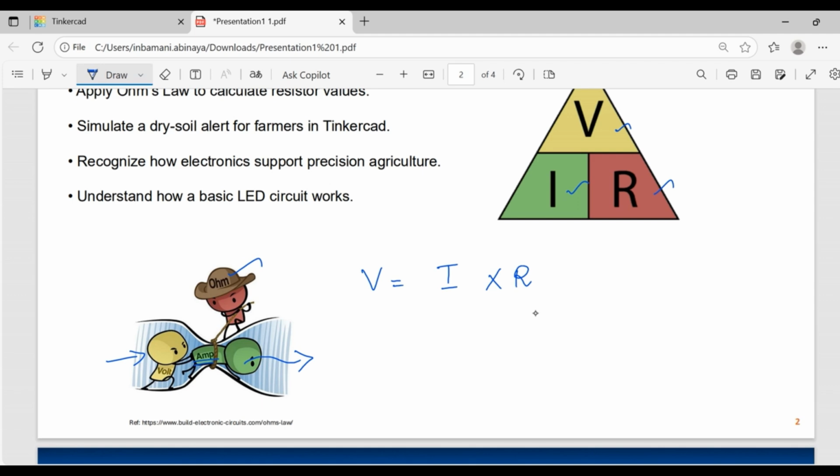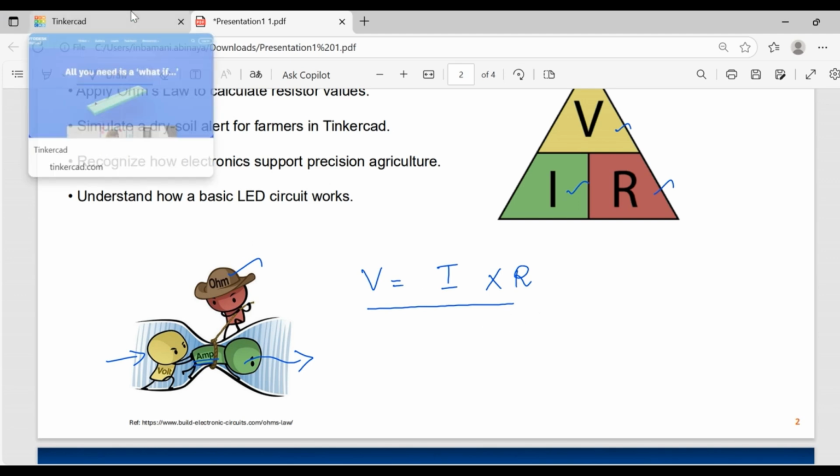Ohm's law is the fundamental relationship between the three concepts. V, voltage in volts. I, current in amperes. R, resistance in ohms. With this knowledge, let's start to work on designing our circuit.